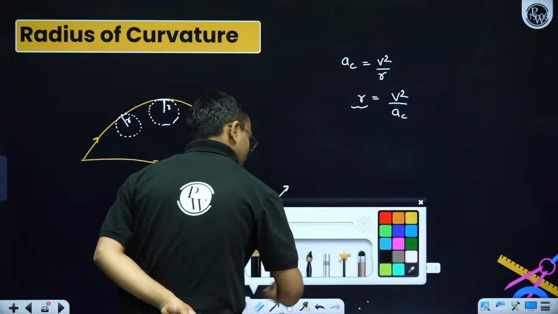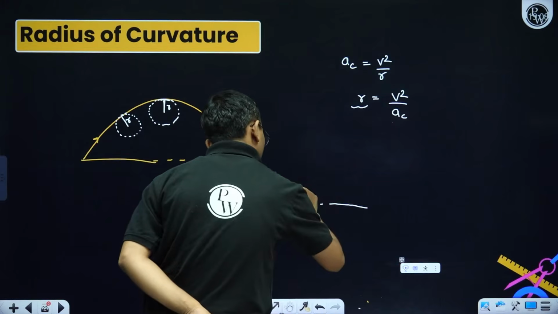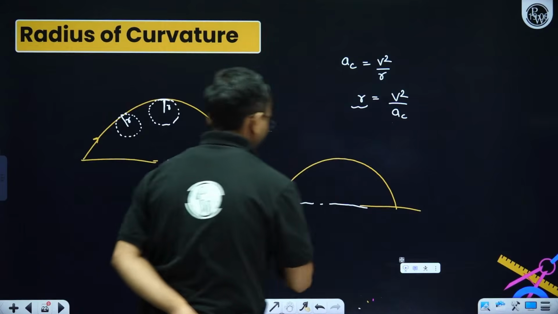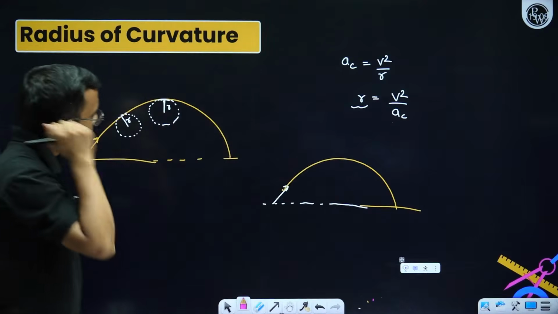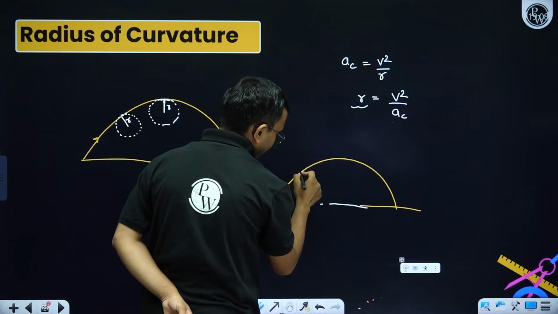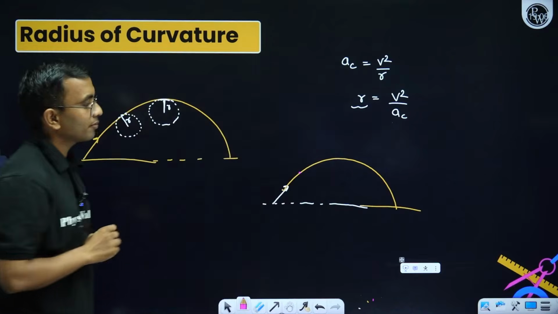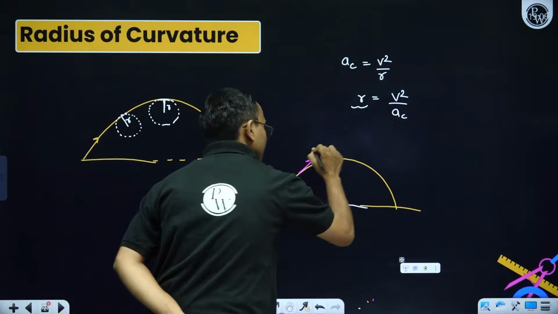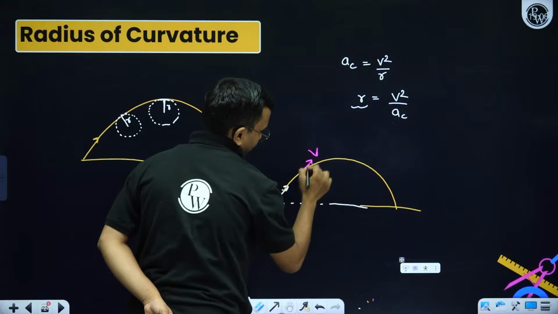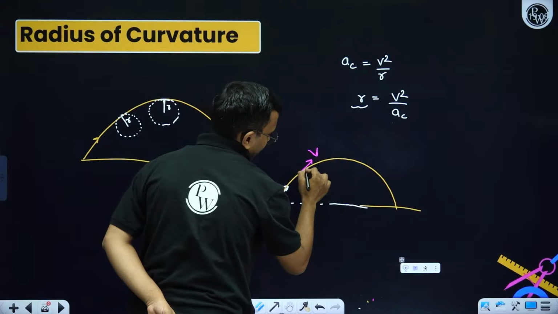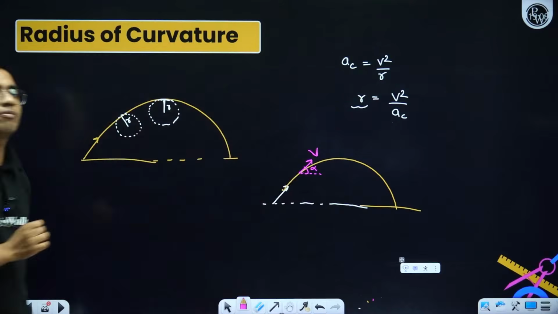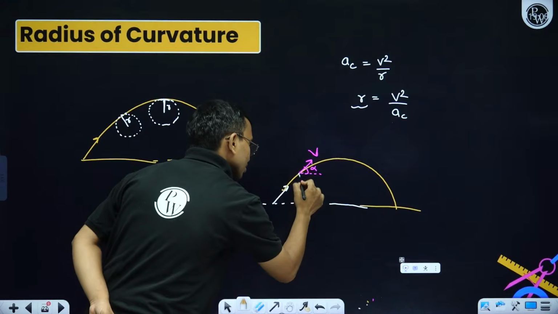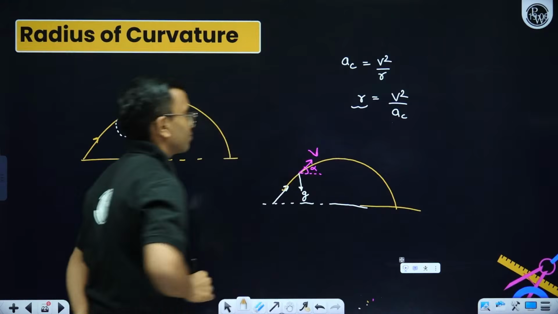Let us take the particle going somewhat like this. At any instant here, the velocity is like this, at some angle, maybe alpha, with the horizontal. Here, acceleration is in the downward direction, g.